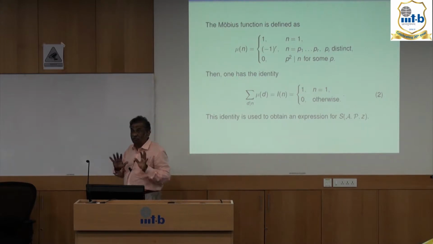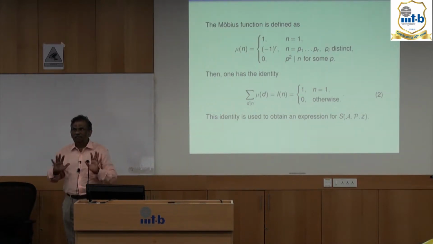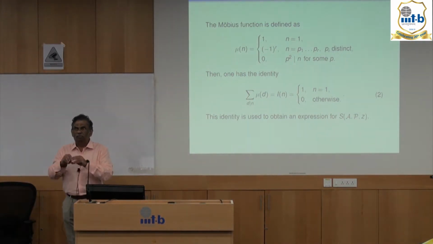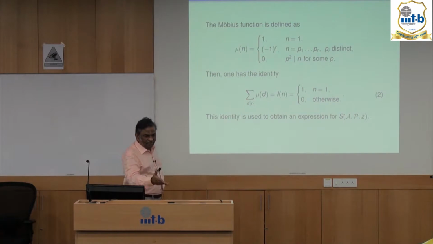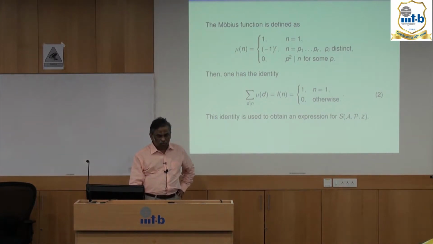Because these multiples are not removed in the sieve of Eratosthenes. In the sieve of Eratosthenes, the only multiples which are removed are multiples of P1, multiples of P1, P2, multiples of P1, P2, P3, P1, P2, P3, P4, etc. Correct? And that's exactly why for P1 I put minus 1, for P1, P2 plus 1, P1, P2, P3 minus 1, and so on and so forth.